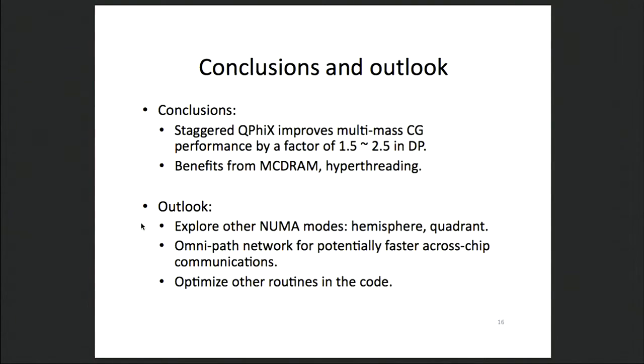So then the conclusion and outlook. So far we saw better performance in the multi-message routine, from 1.5 to 2.5 times in double precision. Now we're also trying the quadrant mode, and we haven't seen much performance difference compared to the all-to-all mode. Our further steps are to look into other routines in the MILC code as well. So that is all. Thank you.